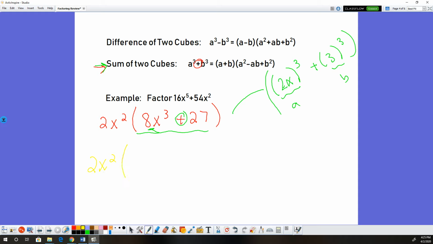So, A plus B, well, our A is 2x, plus our B is 3, times A squared, so 2x squared is 2 squared times x squared, which is just 4x squared. So A squared is 4x squared, minus A times B, so 3 times 2x is 6x, plus B squared, so 3 squared is 9.